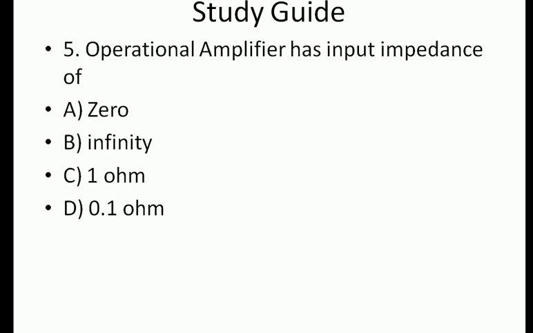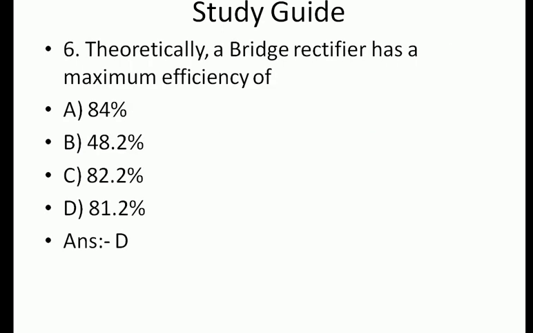Operational amplifier has the input impedance of infinite because it has no loading effect. It has one inverting terminal, one non-inverting terminal, and this is the output terminal. It has practically infinite input impedance because it has no loading effect. So the correct answer will be infinity. Okay, move to the next question.